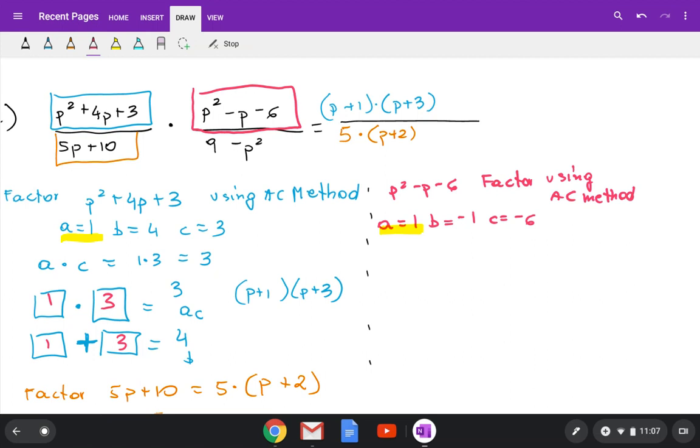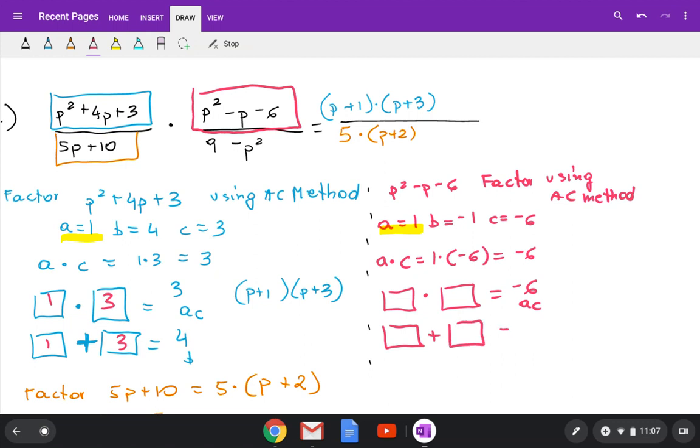So step number 1, we multiply A times C. We're getting 1 times negative 6, which is negative 6. Find two integers which will give you AC, which is negative 6 in our case, and whose sum will give you B, which is negative 1. So what's going to work?